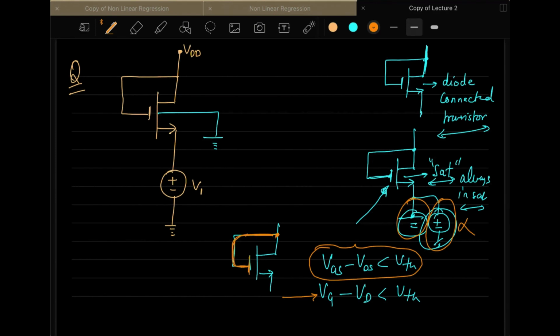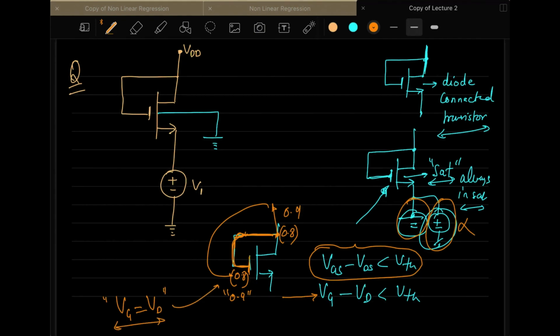So whatever value you have at this point, let us say you have 0.8, the same value will be here because of the wire which is connecting the 2 points. If I say the value is 0.9, its value will also be 0.9. Whatever value you keep here will pass straight to this because of this wire connecting them. So that means the gate potential is the same as the drain potential.